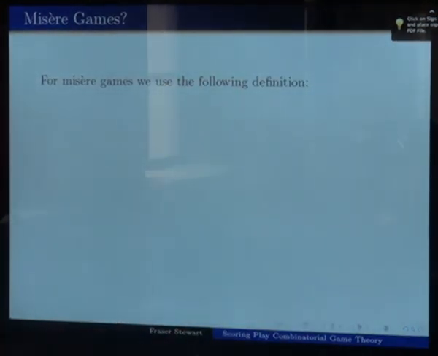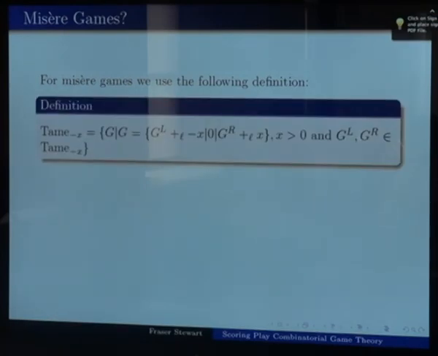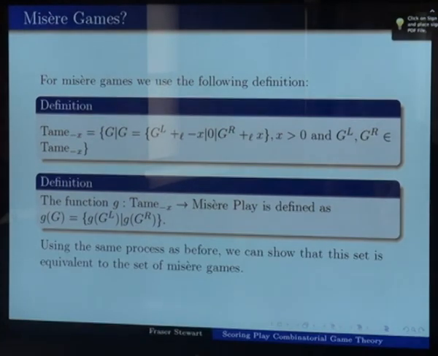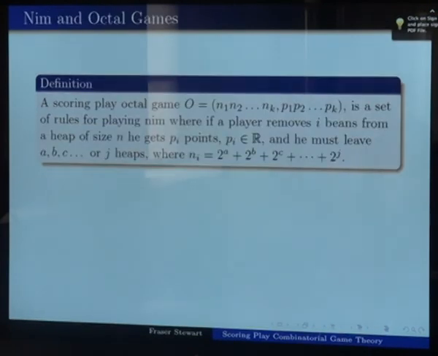So what about misère games? The question is, we can do this for normal play, but can we also do this for misère play games as well? And yes, we use the following definition, which is exactly the same, except now instead of gaining X points when you move, you lose X points every time you move. I'm just going through exactly the same process, so we define this mapping, which is called B instead of F. And going through exactly the same thing that I just did, you find that you can show that this set, Team sub minus X, is actually identical to the set of misère play games. And so this is pretty cool.